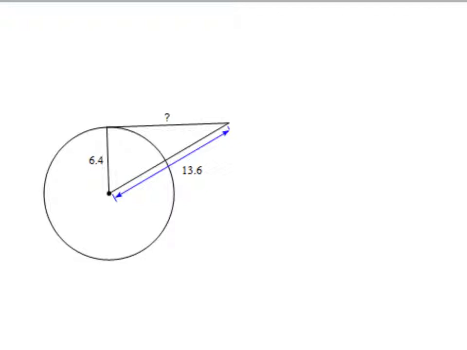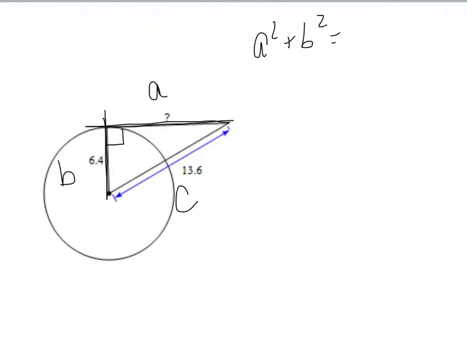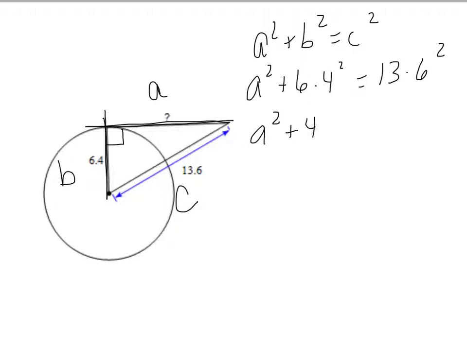Is the same type of problem. Again, we have our tangent line and we have our radius, and those intersect to form a right angle. So here's C, here's A, and here's B. So we have A squared plus B squared equals C squared. So A we don't know still. B is 6.4 squared equals C squared is 13.6 squared. So 6.4 squared is 40.96. 13.6 squared is 184.96.